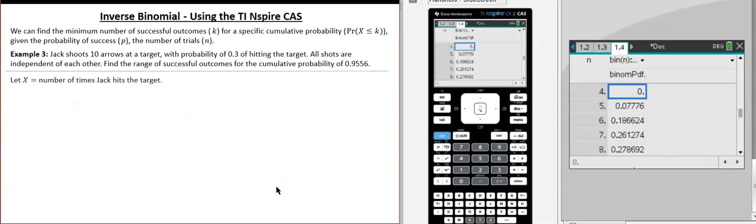Okay, so we need to define our x as the number of times Jack hits the target. X has a binomial distribution: 10 trials, he shoots 10 arrows, and the probability of success is 0.3. The probability that x is less than or equal to this value that we're looking for is greater than 0.9556.